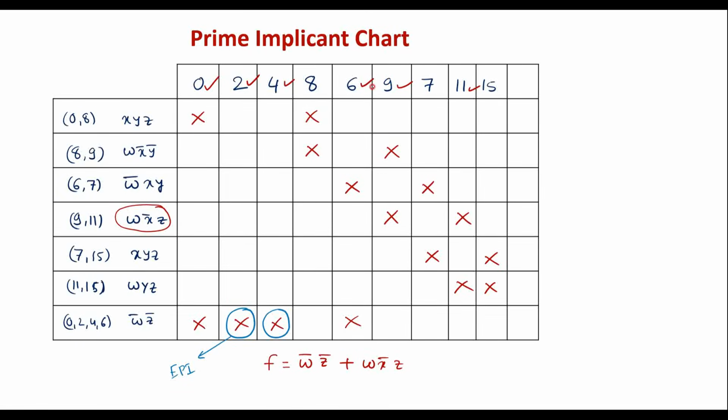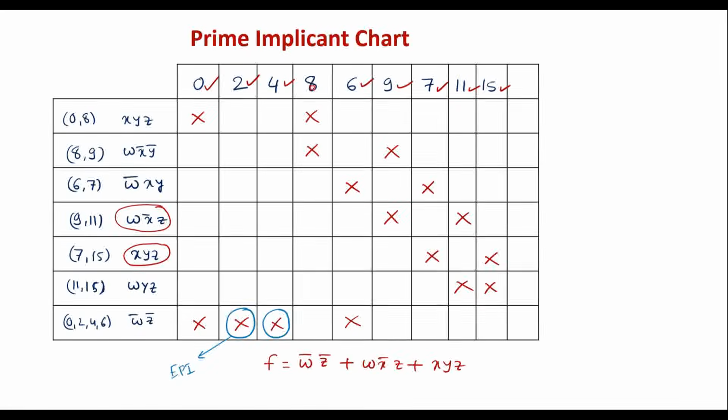The remaining min terms are 8, 7 and 15. Let me check which covers 8, 7 and 15. By choosing this 7 and 15, it will cover 2 more min terms, that is 7 and 15. So this will come into the result, that is x, y, z. Now the remaining min term is 8.